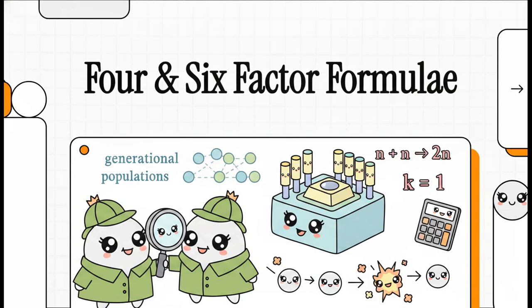Welcome to this explainer. Today we're going to act like neutron detectives. We are diving deep into the core of a nuclear reactor to track the generational population of neutrons and really decode the complex math behind the 4 and 6 factor formulae. Basically, we're going to break down exactly how a reactor actually sustains its chain reaction.